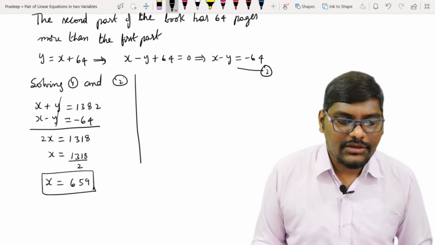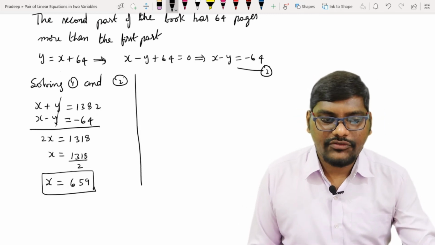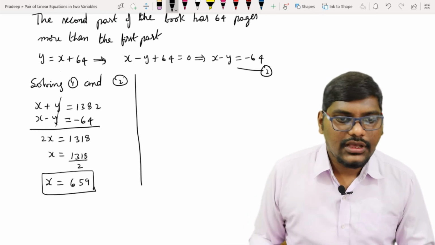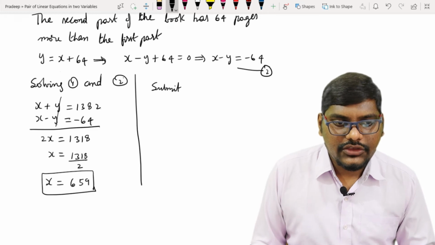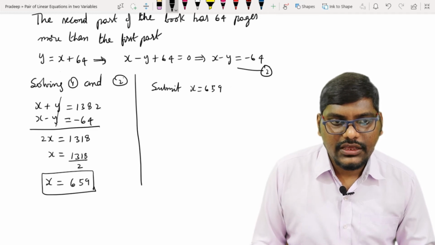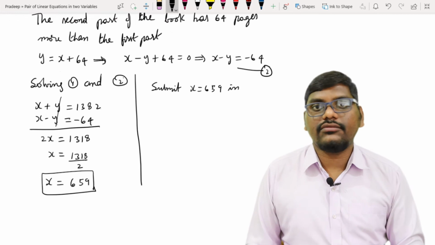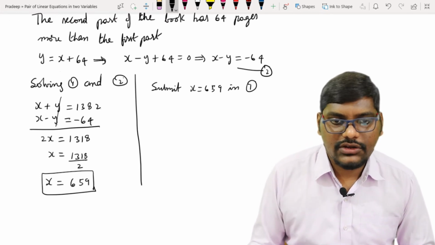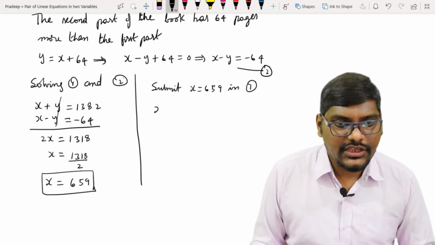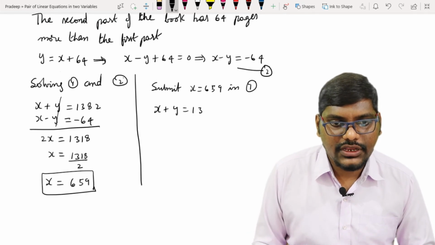Now we'll find out the second part also. The second part we have taken as what? I'll substitute x equal to 659. We can substitute in either equation 1 or equation 2, so I'll substitute in equation 1. So what do we get? What is equation 1? That is x plus y equal to 1382.